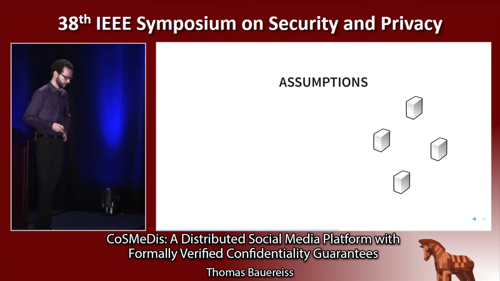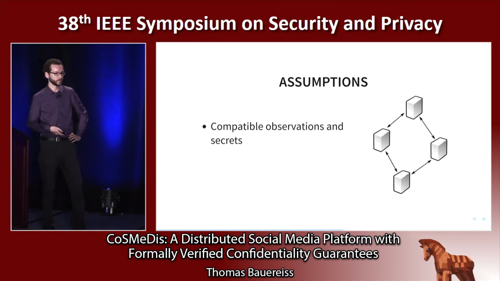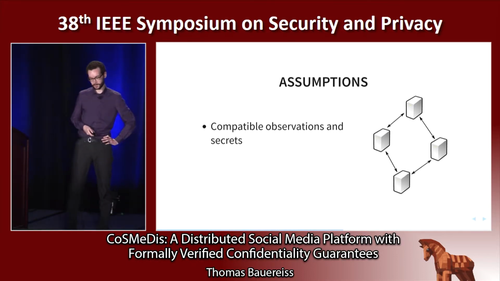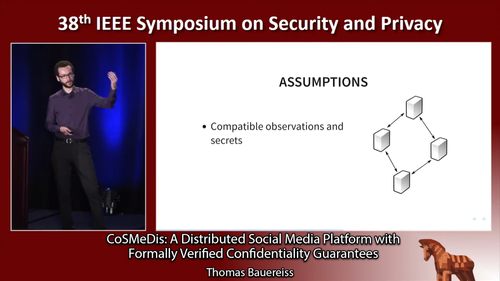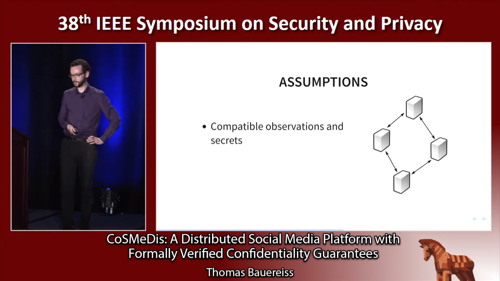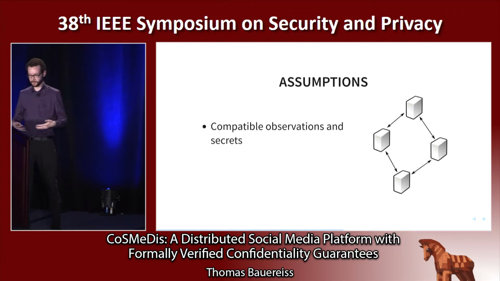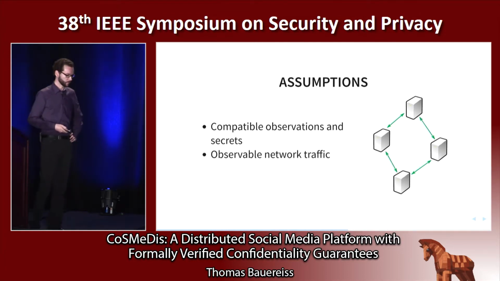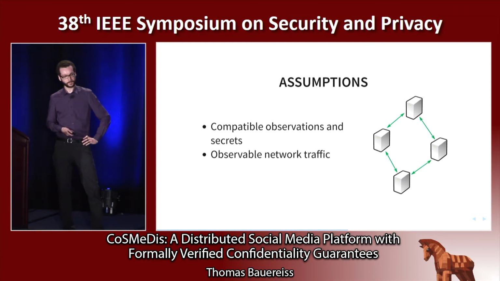So we make some assumptions. Some of these are straightforward. So we assume that the observations and secrets are compatible in a certain sense. For example, if the sending of a message is secret for one component, then it has to be secret also on the receiving end. So this is basically a prerequisite that the shapes of the security properties fit together. We also assume observable network traffic. So this means that we assume that all communication on a network is observable to some degree. Not necessarily the content, but at least the fact that communication happened. So this is similar in spirit to assuming a Dolev-Yao style network attacker who can inspect network traffic up to parts that are protected by encryption.